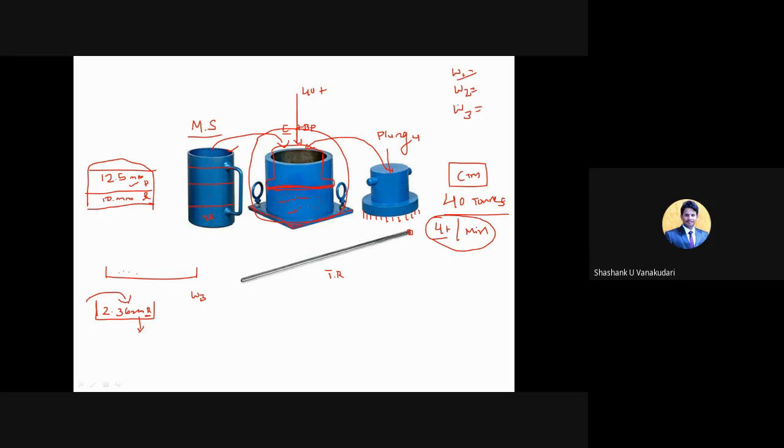You will note down W1, W2 and W3. W1 is the empty weight of the measuring cylinder. W2 is the weight after placing the aggregates passing from 12.5 mm and retained in 10 mm. W3 is the crushed part of the aggregates retained on the 2.36 mm ISC. Now the crushing value is given by the formula W3 divided by (W2 minus W1) into 100, which again comes in terms of percentage.